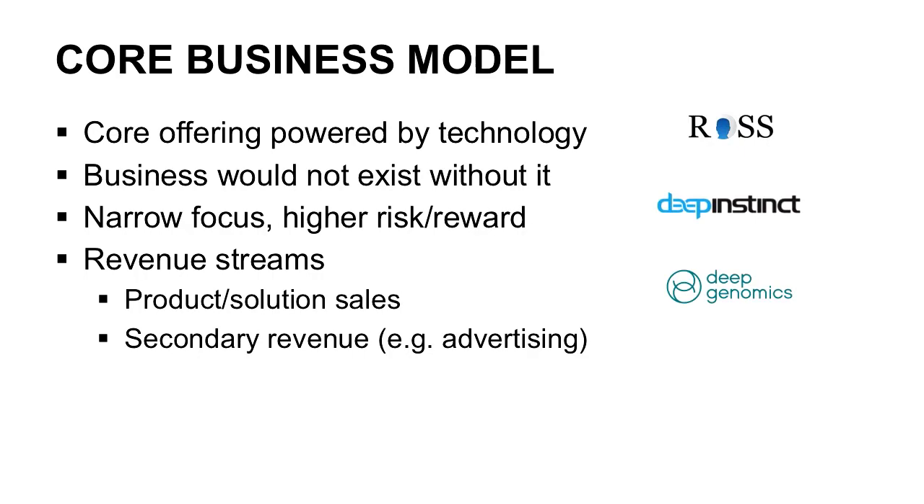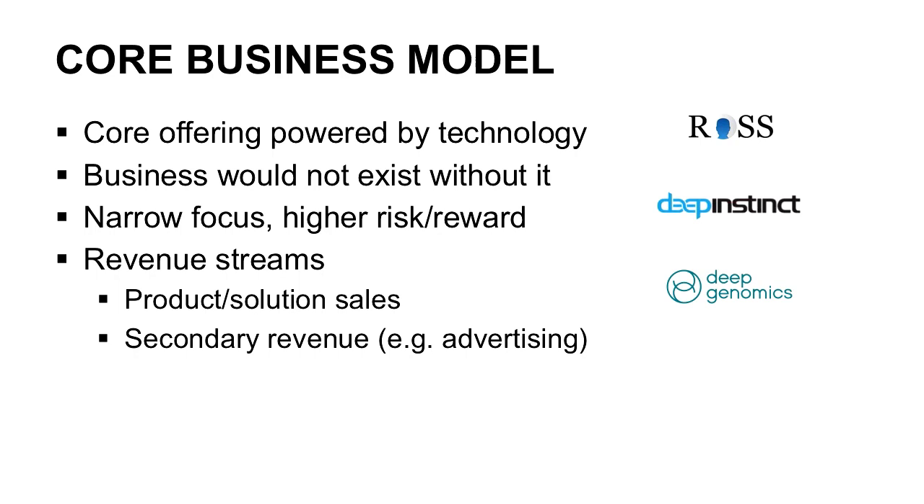Next up is the core business model. As I mentioned earlier, this is really your entire offering. Your entire business has been built around this particular technology, and either you wouldn't exist or you wouldn't exist in the same form without it. So a couple of examples here. Ross is using IBM Watson to do legal research, not replacing, but augmenting a lawyer's ability to do research. Deep Instinct is in the security space, Deep Genomics, obviously, in the bioinformatics space.